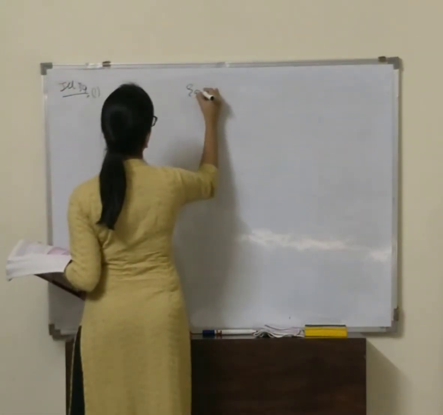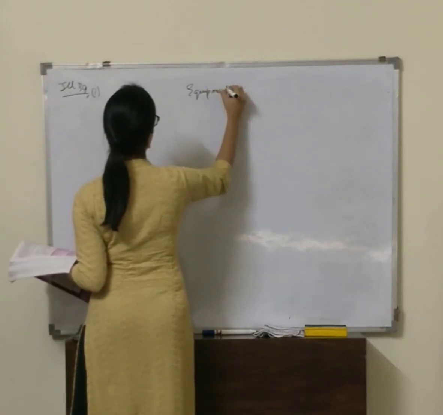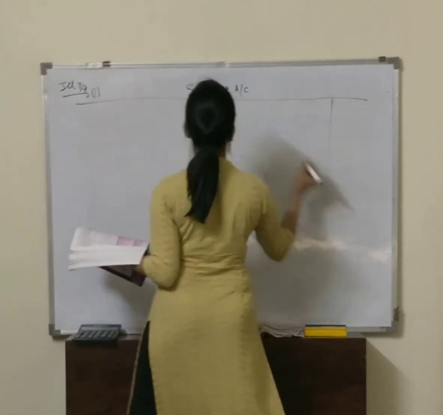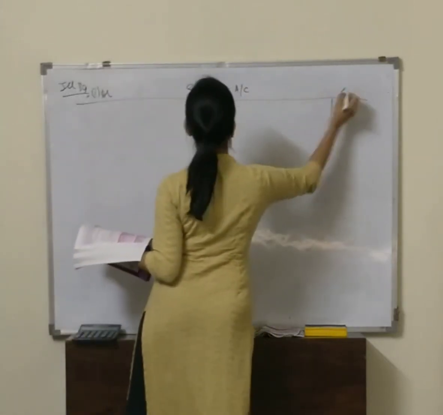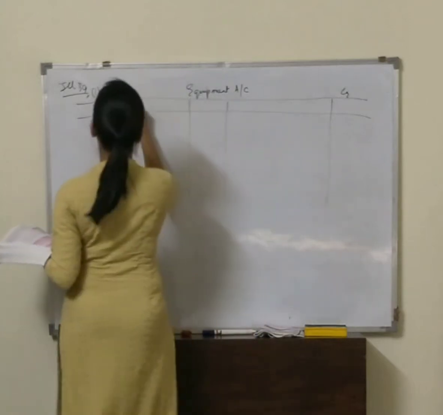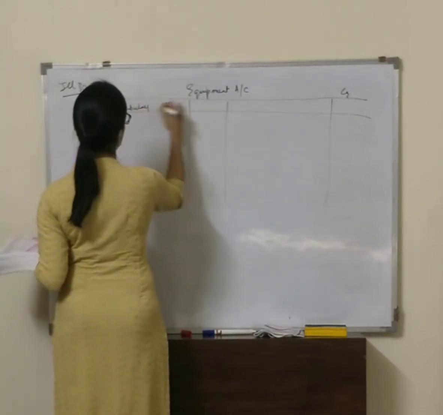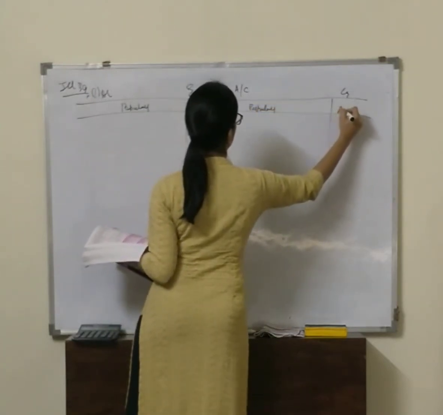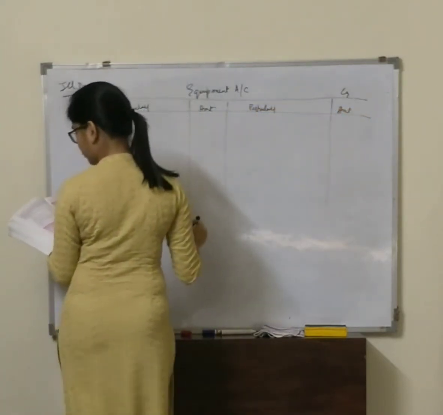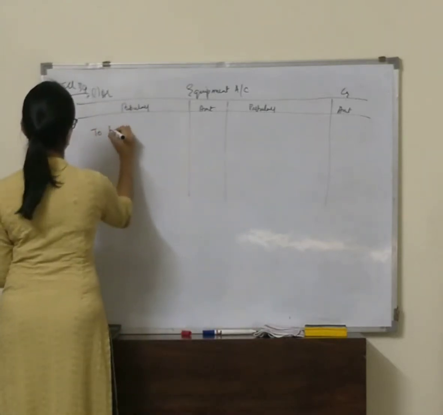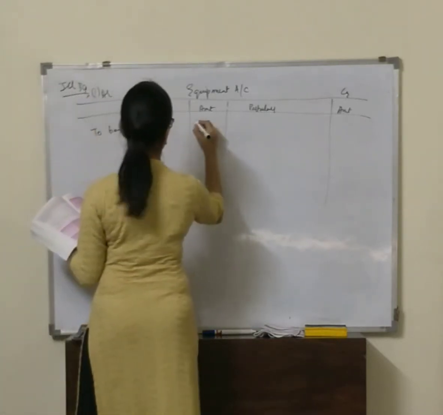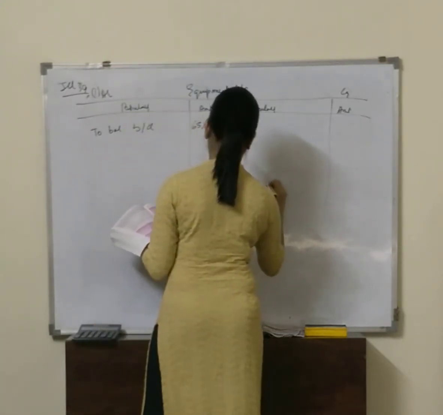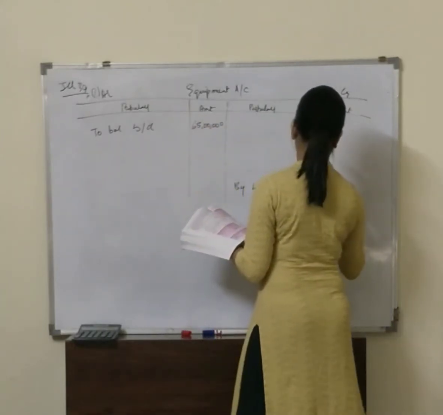First we will prepare our equipment account, in the same way as the ledger account that we prepared in the previous term. Particulars, amount, particulars, amount. First step is to bring down the balance. To balance brought down, our equipment is 65 lakh. Then we have by balance carried down. Closing balance is 78 lakh 70,000.